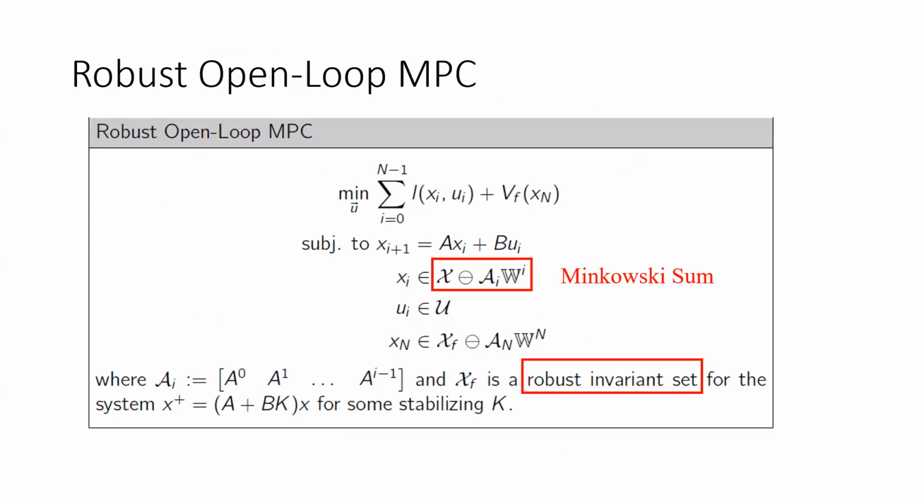Okay, and so that is for the open loop model predictive control. Does anyone have any questions? Is it clear?